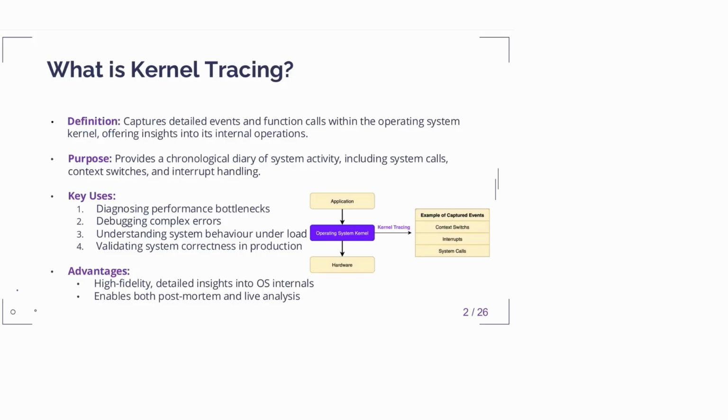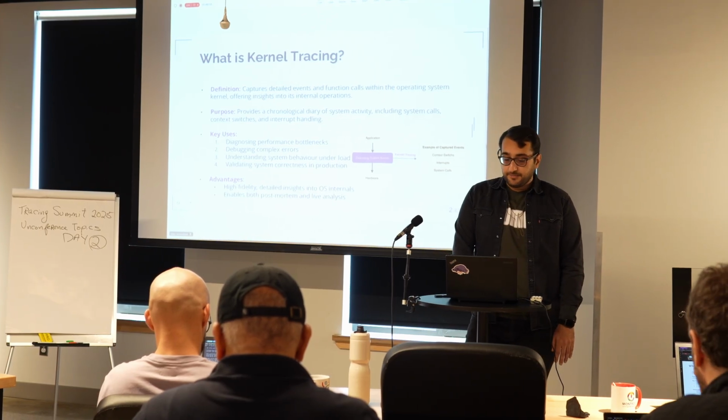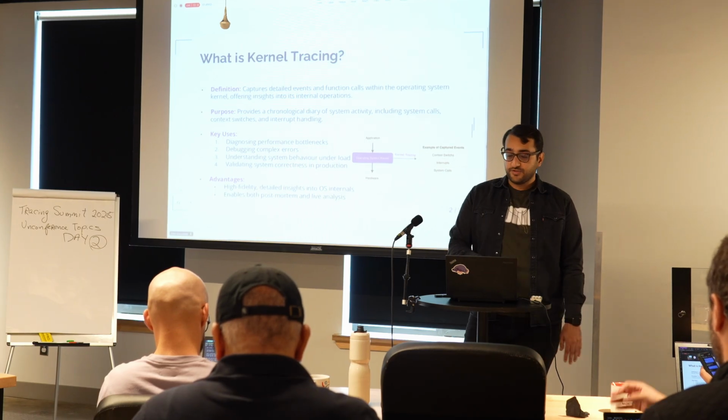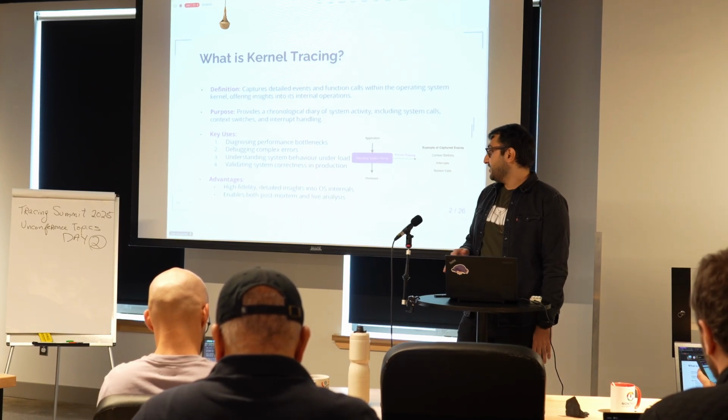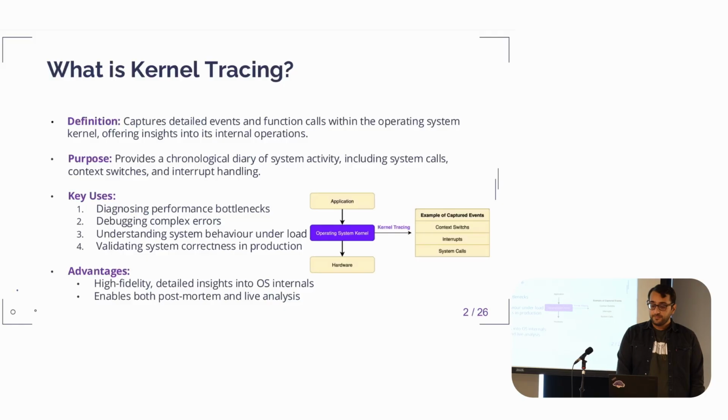We can use it to diagnose performance bottlenecks, for example, why a process is running slower than expected. We can use it for debugging complex errors that would be hard to replicate in simpler test cases. Using it, we can understand system behavior, verify the expected output, and validate correctness in production. We can analyze the trace data after the fact, which we call postmortem, or while the system is running, which is just live monitoring.